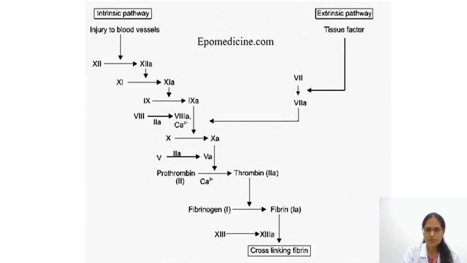So this is the extrinsic pathway. In the intrinsic pathway, whenever there is injury to the blood vessels, factor 12 gets activated. Then it will lead to activation of a series of steps, which is activation of 11, 9, 8 and ultimately 10 to 10A. So this is called the intrinsic pathway, and this is the common pathway.